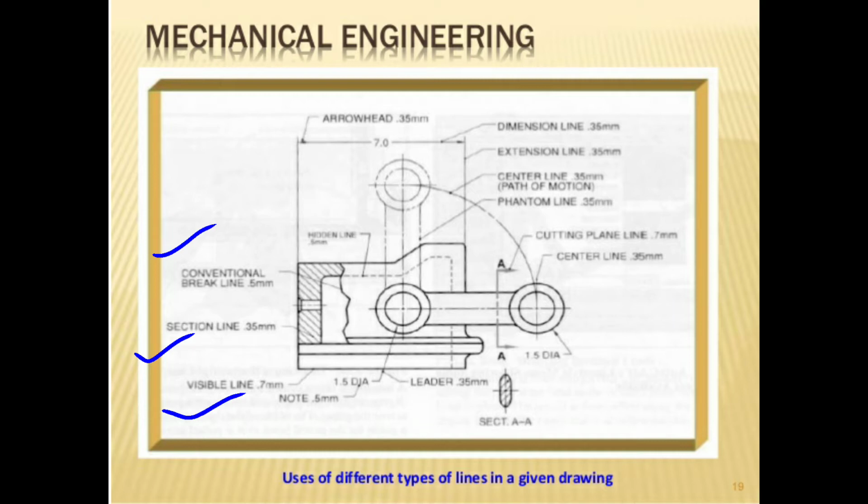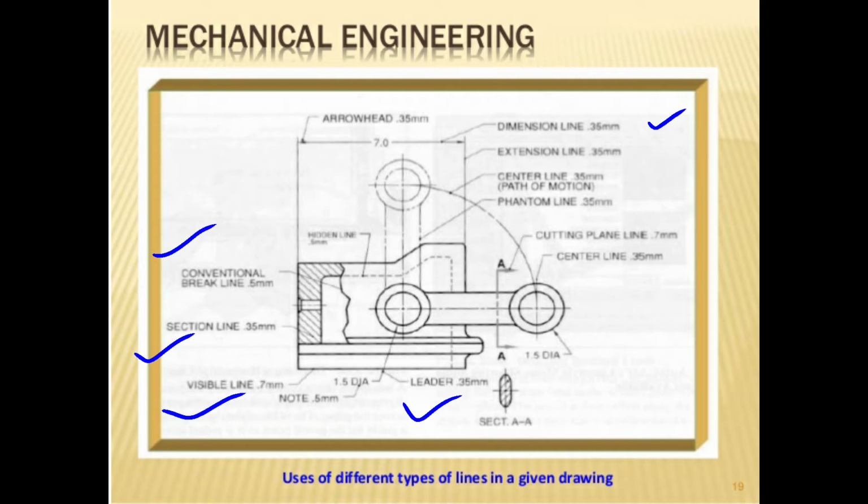Leader line. The leader line shows the dimension of the object; as we are showing the dimension of the object, 1.5 dia, with this leader line. Then this is the dimensioning line. The dimensioning line is just a light line used to mark the dimension of the object, what is the length and what is the diameter of that object.